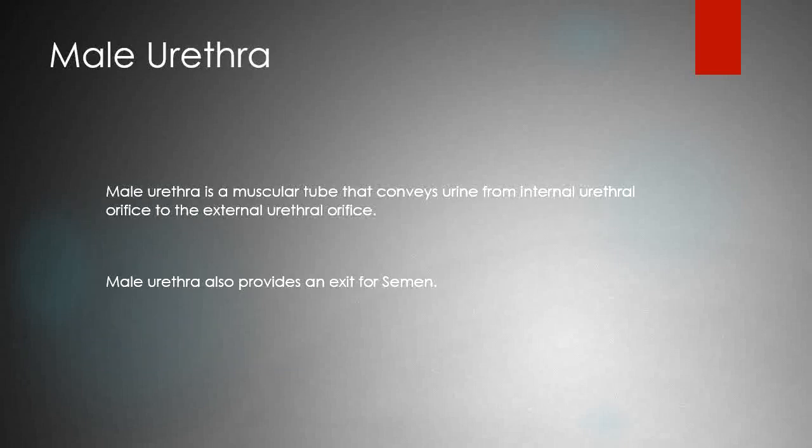So first of all is male urethra. Male urethra is a muscular tube that conveys urine from the internal urethral orifice to the external urethral orifice. The internal urethral orifice is located in the neck of the urinary bladder, while the external orifice is located at the tip of the glans penis in males. Male urethra also provides an exit for semen.